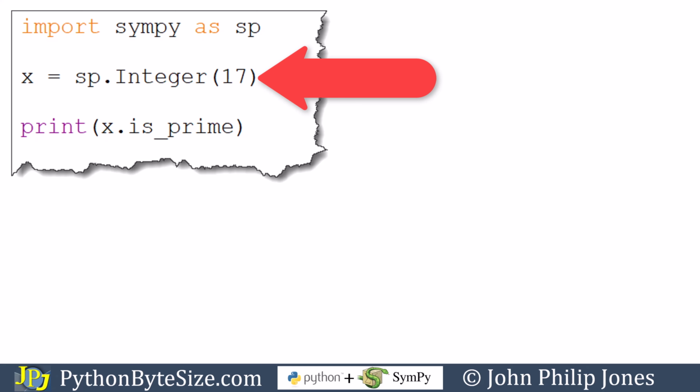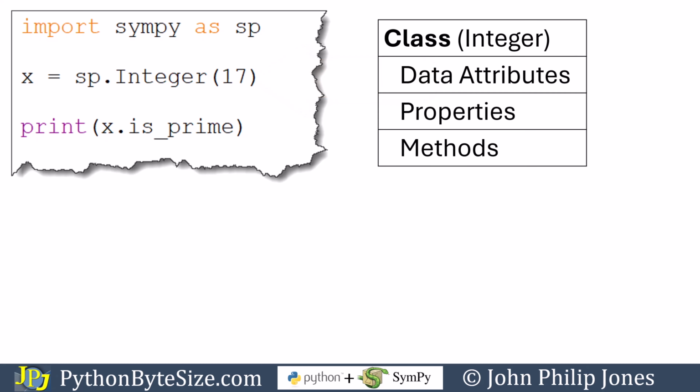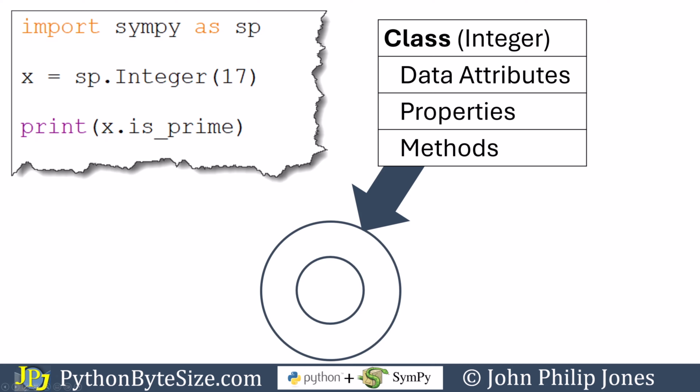So let's look at that class, and you can see it's coming into view here. It's got the name integer, which reflects this name here. And like all classes, it's got data attributes, properties, and methods. What this line will do is create an instance of this class, and I'm showing that coming into view now. And this instance will take up the value 17. And this 17 has clearly come from this position in the program code.